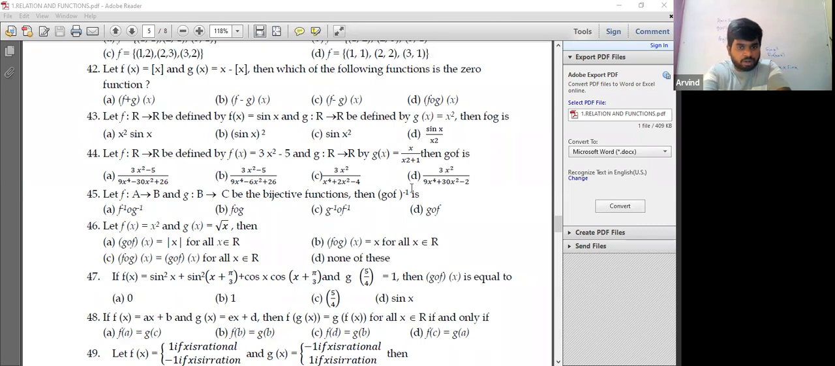Before that, the 45th is a standard rule. G circle f whole inverse is nothing but f inverse circle g inverse. Option A is the correct one. That is a standard rule. G circle f whole inverse is f inverse circle g inverse. Option A is the correct one. That is a formula that you have to remember.